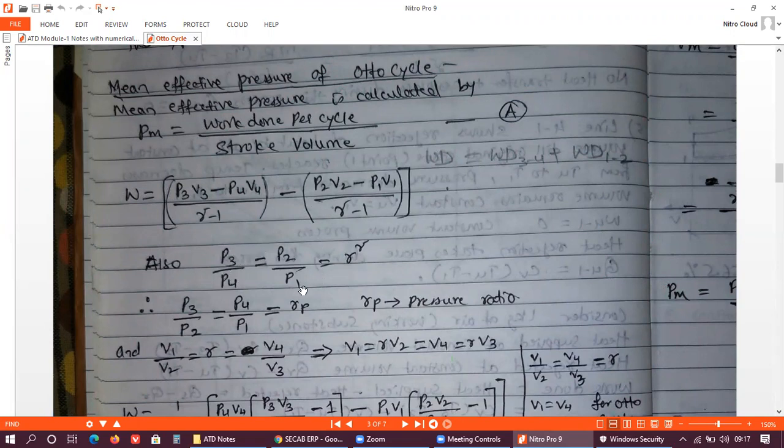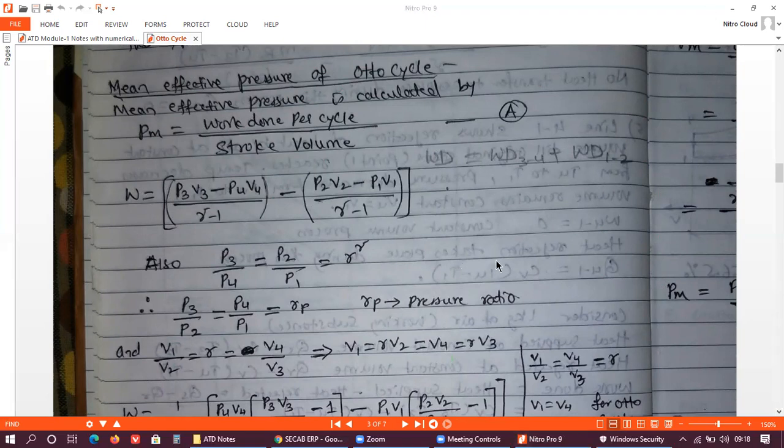So we know this part, right? P3 by P4 is equal to P2 by P1, which is equal to R raised to gamma. This is the general pressure equation, right? If we rearrange it, P3 by P4 is equal to P2 by P1 becomes P3 by P2 is equal to P4 by P1. This ratio we call the pressure ratio, and we indicate it as RP, R suffix P.